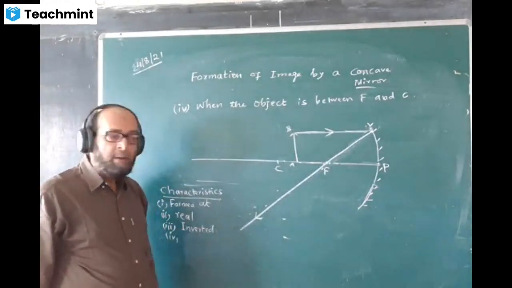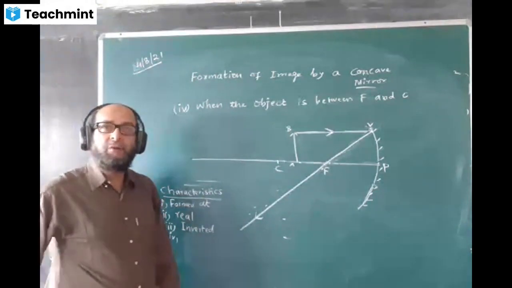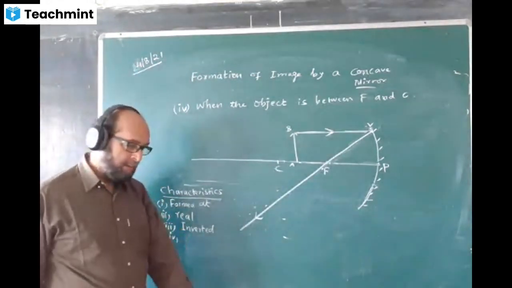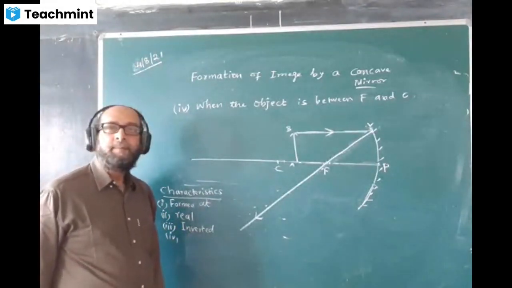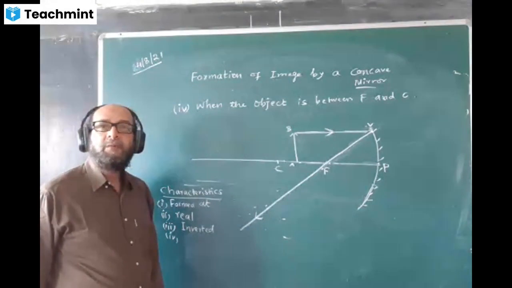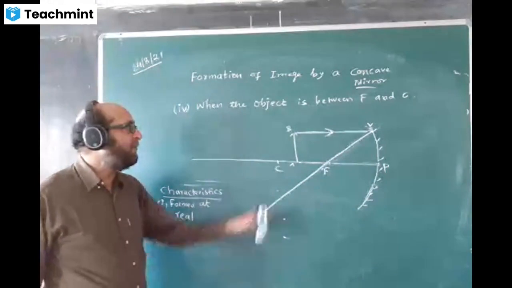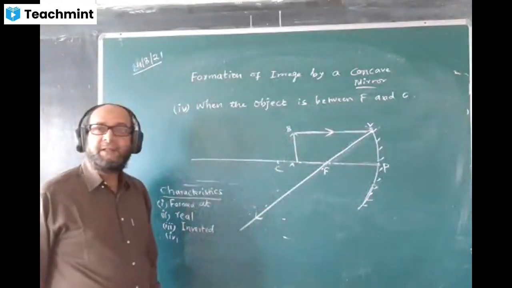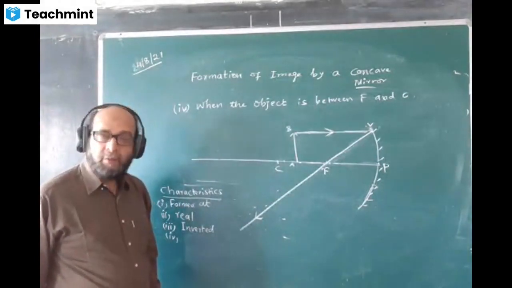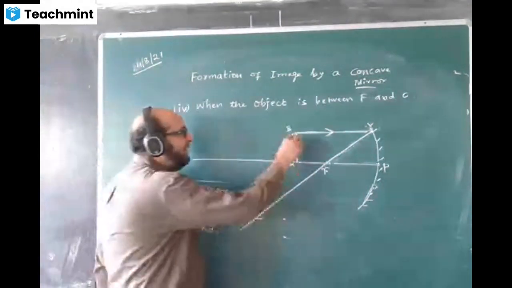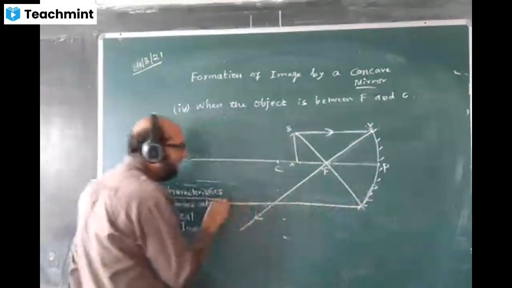You must know. Tell me how to take the second ray. Minimum 2 rays you must take. How to take the second ray? Tell me. How will you take the second ray? Boys, one of you. How can we take a second ray from the object, from the same point B? Say, Sir, through F. Through F. Second ray from here, I'll take it through F, and it will become parallel like this.